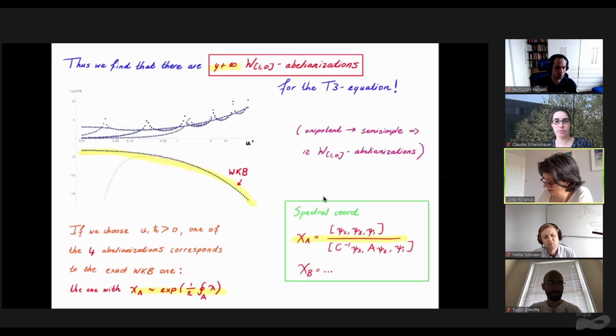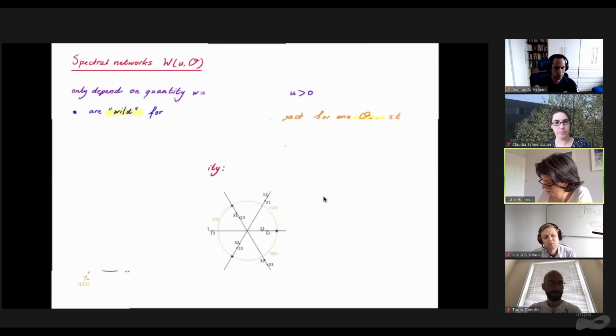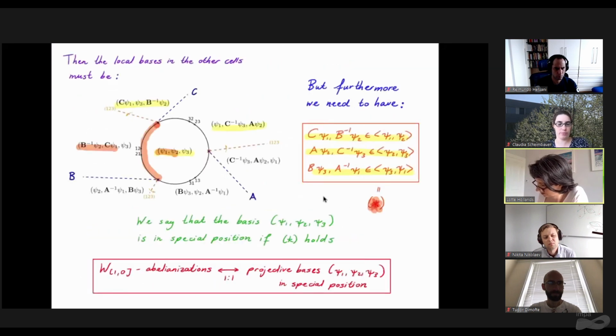Well, if we look at this figure, then I say that there is a number of solutions to this abelianization problem. That is, there is a number of bases psi1, psi2, and psi3, which all have the nice properties that they diagonalize this connection nabla in the cells, and that they have the required unipotent properties when you cross these trajectories.